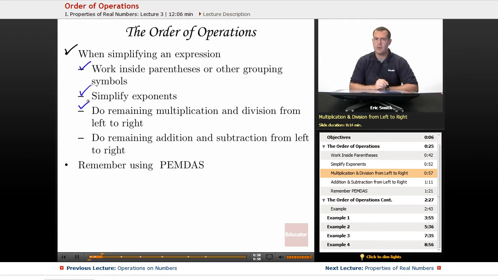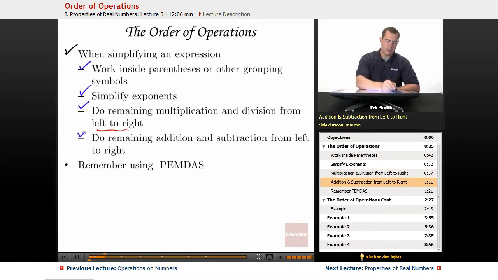Once you have both of those taken care of, move on to your multiplication and division. If you see lots of multiplication and division, say next to each other, remember to work these ones from left to right. Now you're ready to do any remaining addition and subtraction, and again, when it comes to which of those is more important, simply work those from left to right as well.